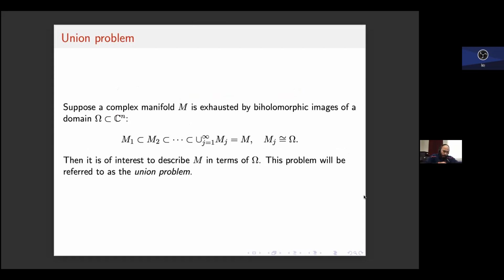So suppose we have a complex manifold M, which is the union of an increasing sequence of open subsets Mj, each of which is biholomorphic to some fixed domain omega in Cn. Then it is of interest to describe M in terms of this fixed domain omega. So we'll refer to this problem as the union problem. And this is what we are going to talk about today. So let me first give you some background on this problem.